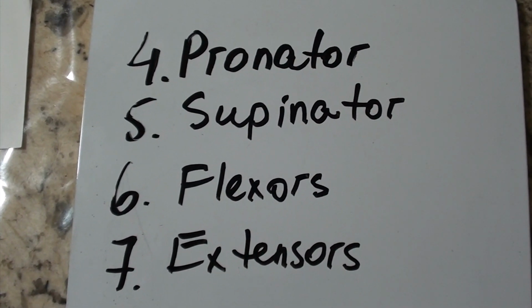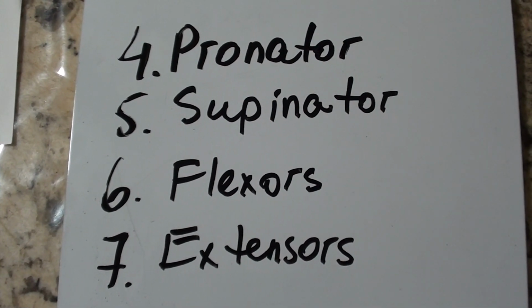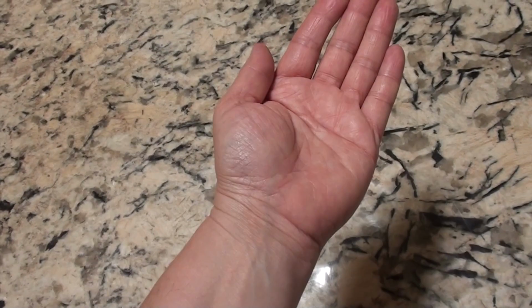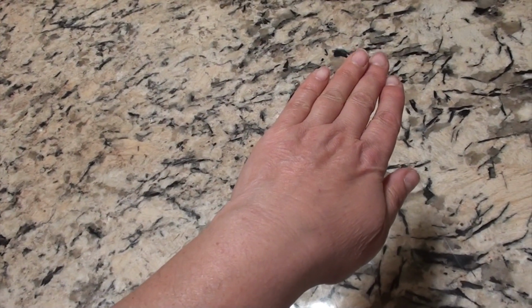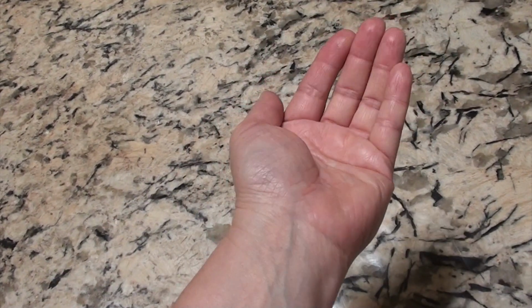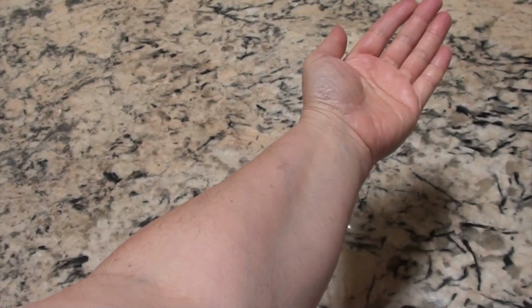Also, the muscles of the arm: pronator, supinator, flexors, extensors. Pronator turns the palm down. Supinator turns the palm up, like holding a soup. Flexor flexes the arm. Extensor extends the arm forward.